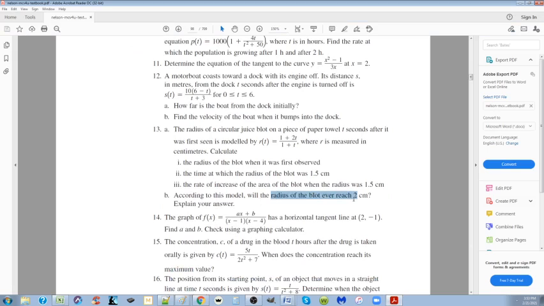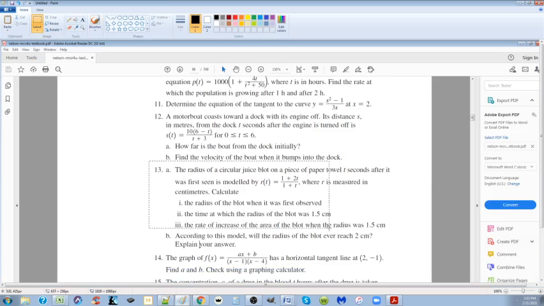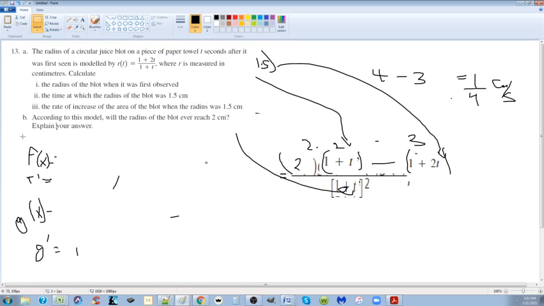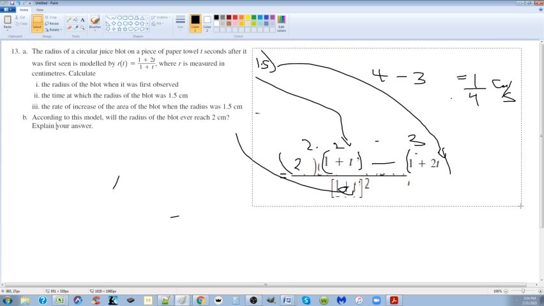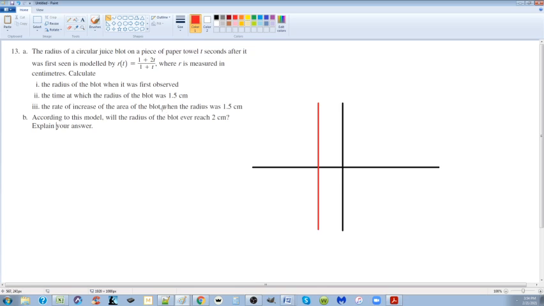According to this model, the radius of the blot, will it ever reach 2 centimeters? Explain your answer. Okay? We can do this algebraically, or we can do it logically. So I'm going to put this back in. Logically, if I draw this, I know that there's a vertical asymptote at t is equal to -1, and I know there's a horizontal asymptote at y is equal to 2.